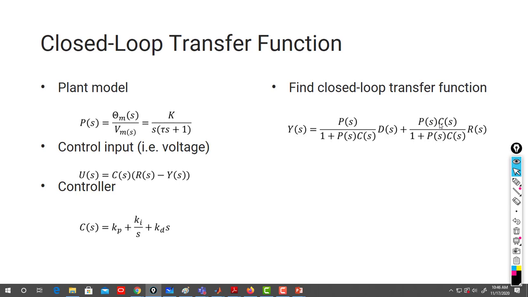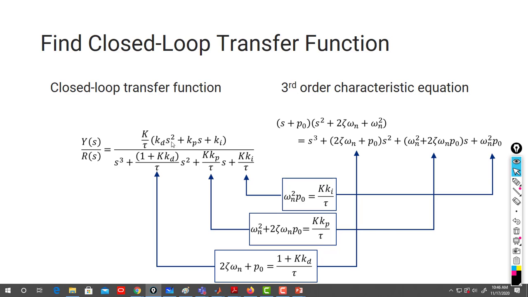Okay, I'm not taking the disturbance. So PC over 1 plus PC. So you have P and you have C. Alright, so you replace them, you get this Y over R if you wish. Output over input. Closed loop transfer function. What we did, that's my desired characteristic equation.